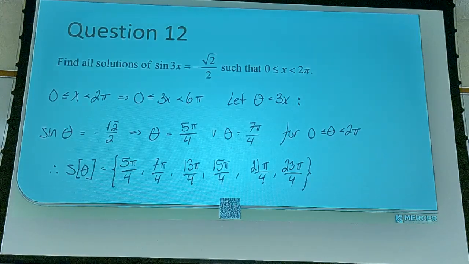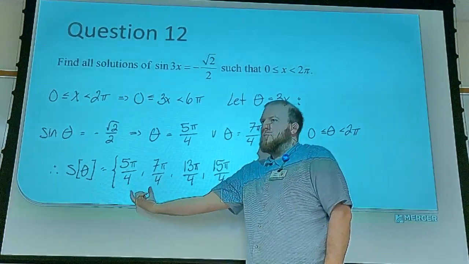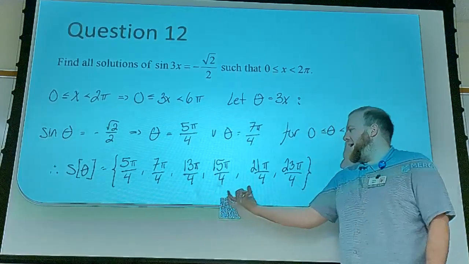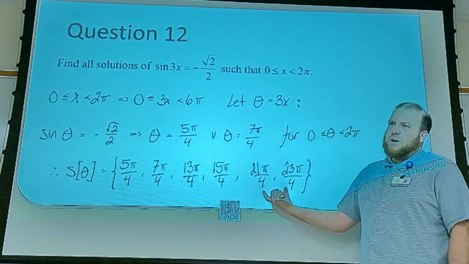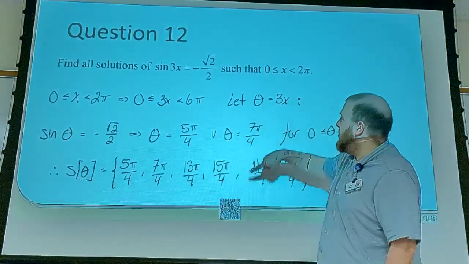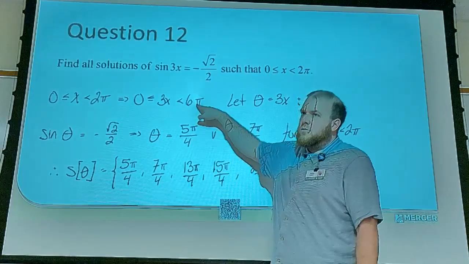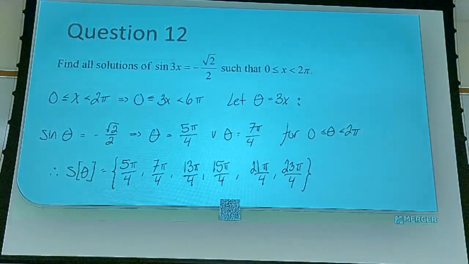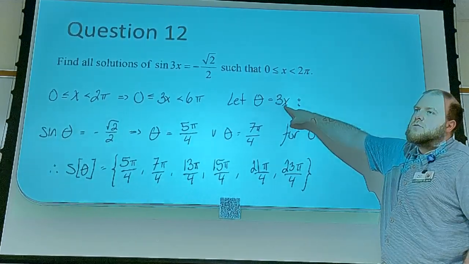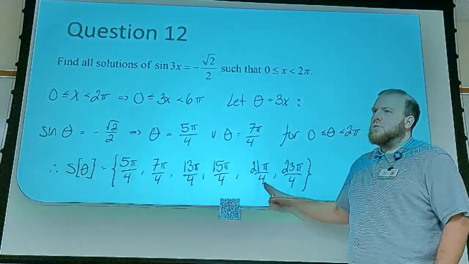Right? So these two here were between 0 and 2 pi. We added 2 pi. That now gives us between 2 pi and 4 pi. Added 2 pi again. We're now between 4 pi and 6 pi. So these are now all the solutions. Remember, 3x had to be between 0 and 6 pi. But we said theta is what? 3x. Just multiply each of these by 1/3. That's your solution set for x.